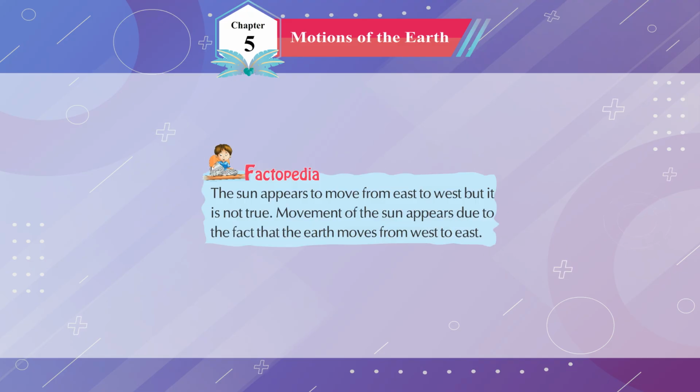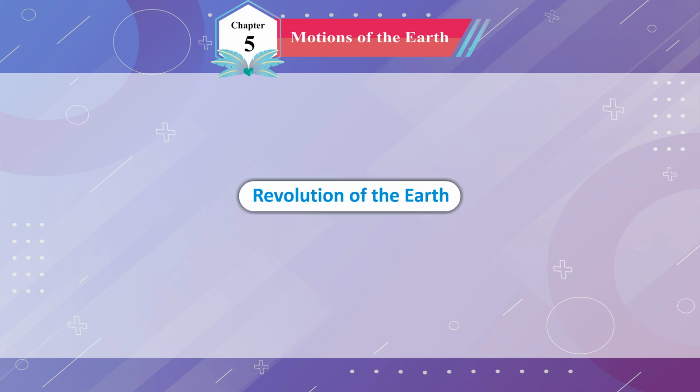Factopedia. The Sun appears to move from east to west, but it is not true. Movement of the Sun appears due to the fact that the Earth moves from west to east.